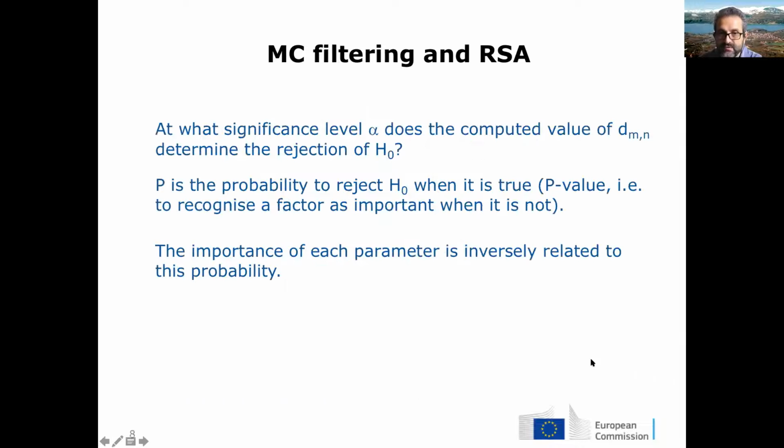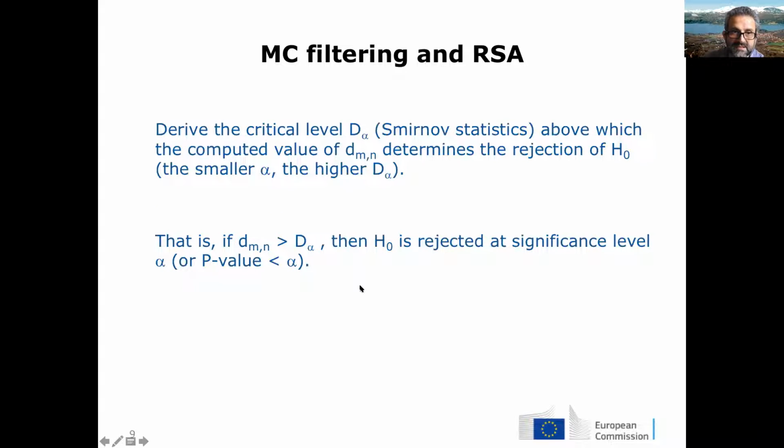Okay, so then since the significance level is inversely proportional to having the null hypothesis, which means that it is inversely proportional to having the two distributions very different, the importance of each parameter is inversely related to this probability.